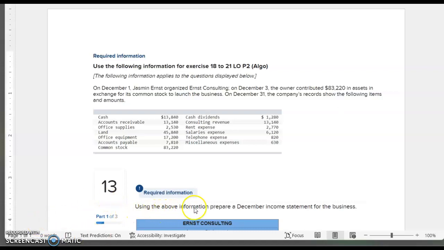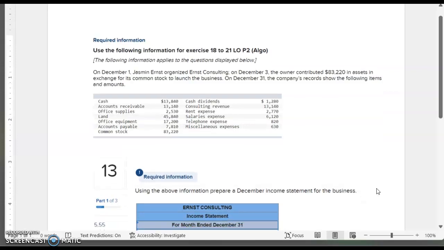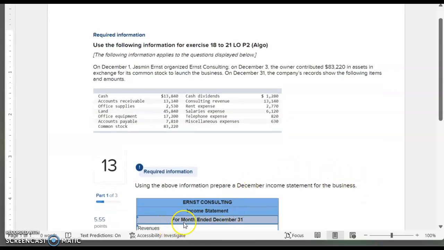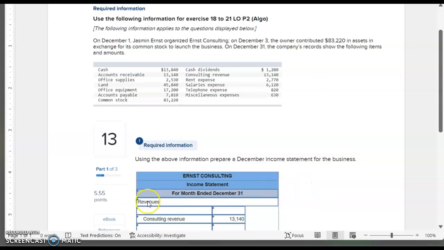Problem 13 states, using the above information, prepare a December income statement for the business. An income statement describes a company's revenues and expenses and computes net income or loss over a period of time. So in our blank form, we'll need to start by selecting our period of time, which is listed here as of December 31st. So for the month ended December 31st would be your period of time. We'll choose revenues to start with, as this will record revenues and expenses.